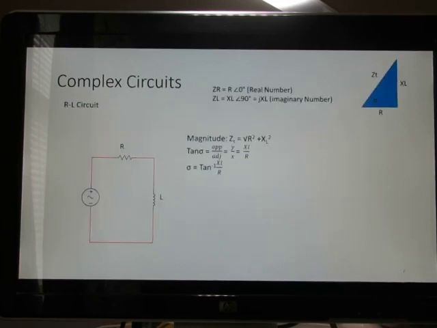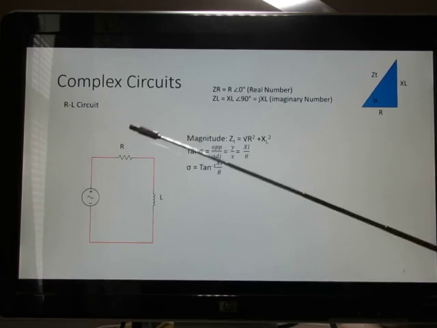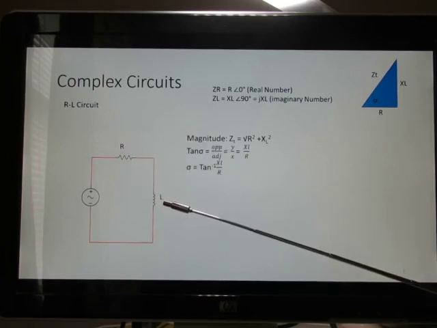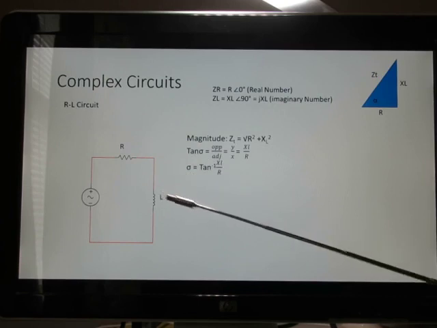Now here is where it gets a little more complex. We have not a purely inductive circuit or resistive, but it's an RL circuit. So make sure you understand real and complex numbers in mathematics. In electrical engineering, we'll be using that a lot. Shown here also is the impedance triangle. And since this is inductive reactance, X sub L is at positive 90 degrees.